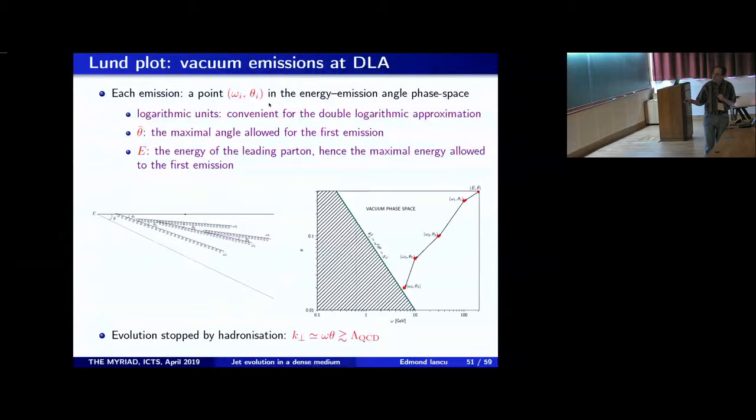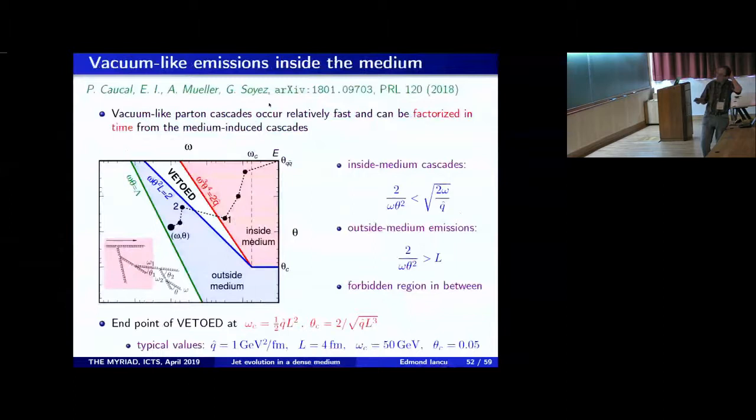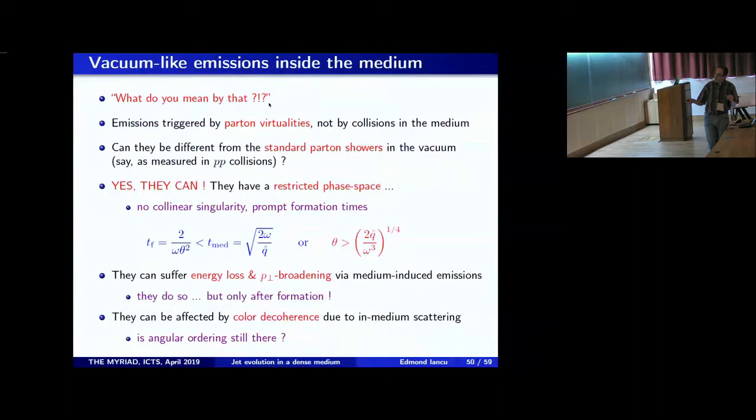And now I'd like to show how this phase space is modified when also adding the medium constraint. So this is shown here. I just mentioned before that the vacuum-like emissions occurring inside the medium have to be prompt. They have to have formation times much smaller than this typical scale produced by the medium. The equality between these two scales is a line, the same as a line, if you want, where theta is equal to this particular value. So in the omega-theta plane this is a line, because I have omega and theta as variables, and the equality between them gives me a line.